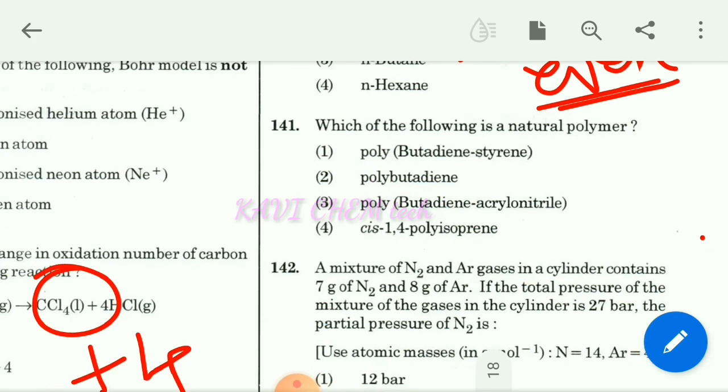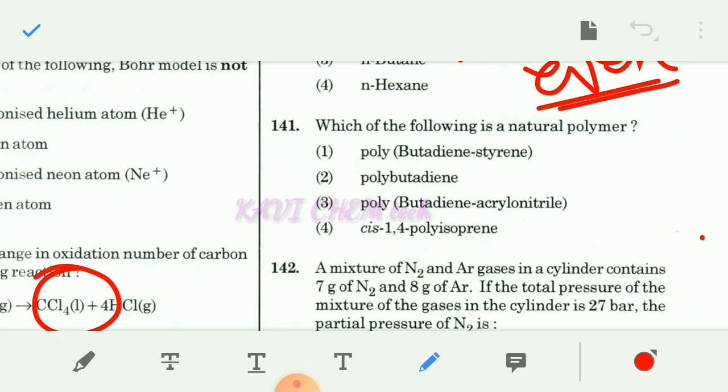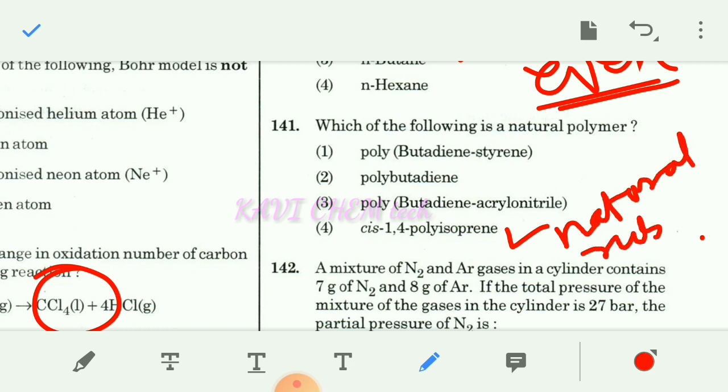Next one: which of the following is the natural polymer? For this, the answer is option 4, which is also called cis-1,4-polyisoprene, which is nothing but natural rubber. It's also called a natural polymer.